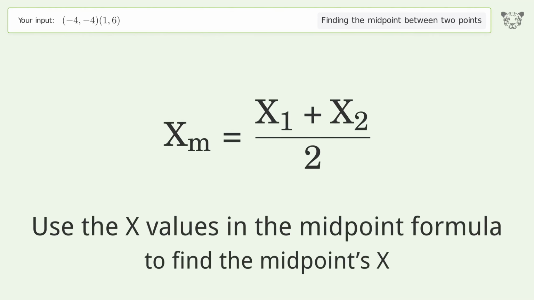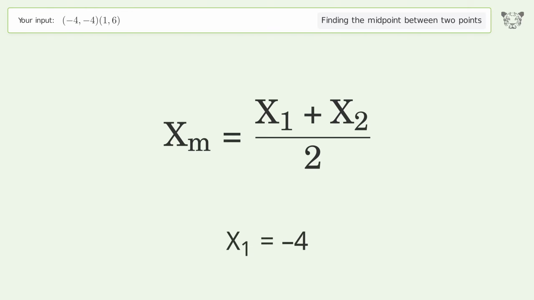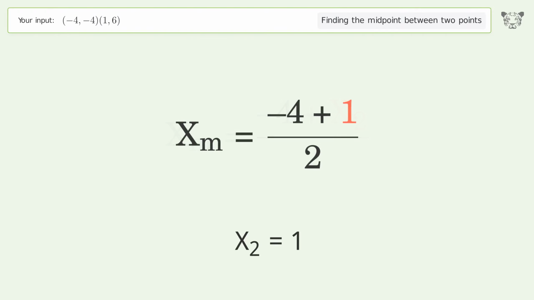Use the x values in the midpoint formula to find the midpoint's x. x1 equals negative 4. x2 equals 1. Simplify the arithmetic.